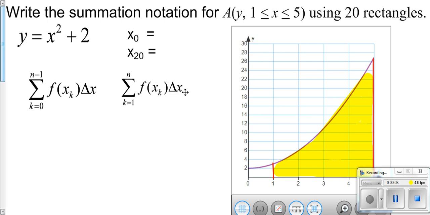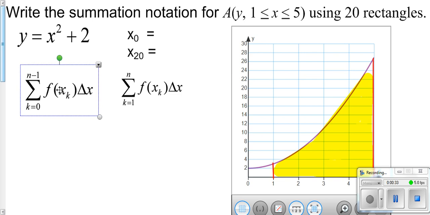Let's go ahead and take a look at finding the area underneath our curve between 1 and 5. And we're going to try this one with 20 rectangles. So we have our function, it's graphed right here, and it's shaded in from 1 all the way over to 5. Now I didn't actually draw in all 20 rectangles, but we want to go ahead and do our sigma notation.